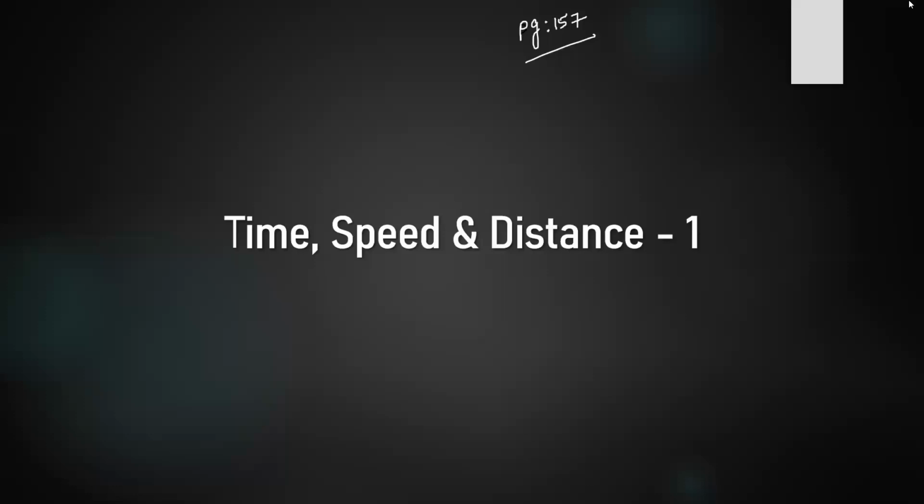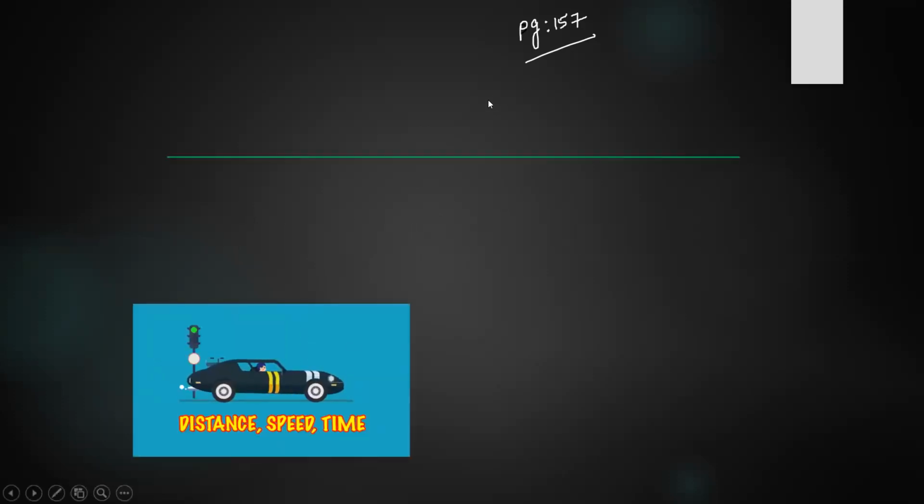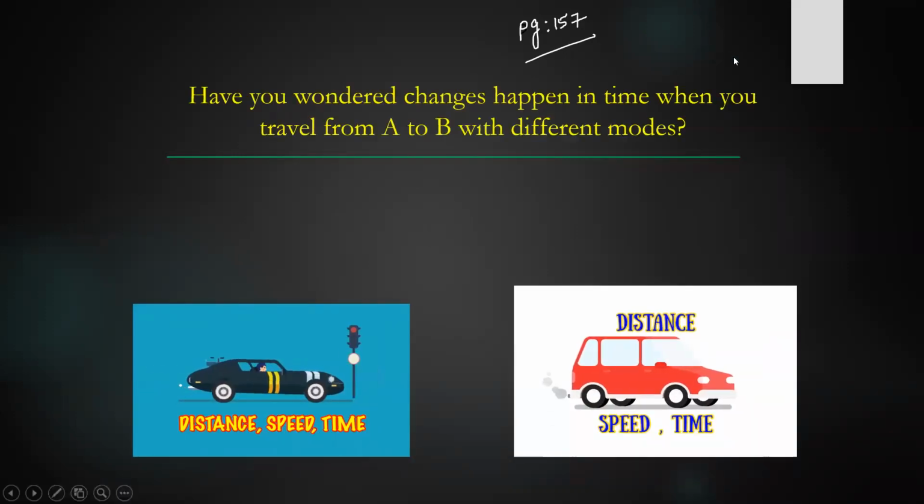So time, speed, distance. Do you know the relation between time, speed, distance? Anyone? What is the relation between time, speed, and distance? Any idea? Yeah, good. Speed equals distance by time, distance equals speed into time. That's perfect. So different modes of traveling, we will get different timing or different speed.